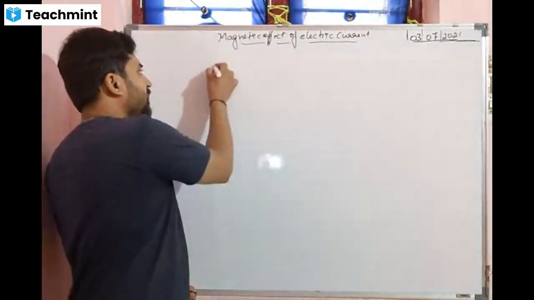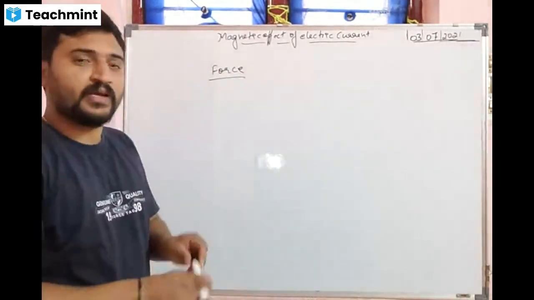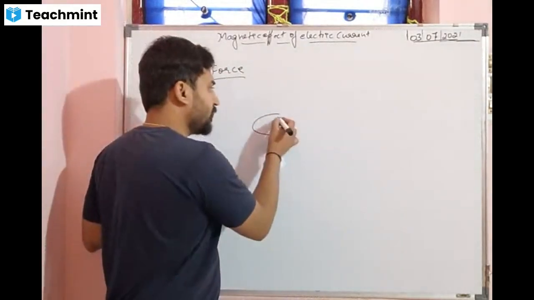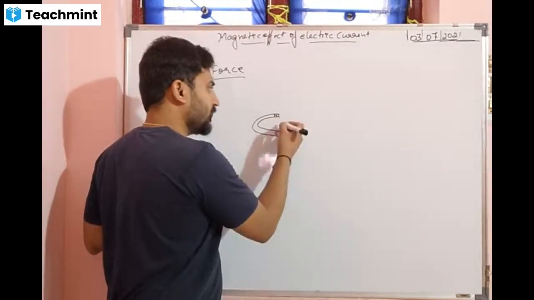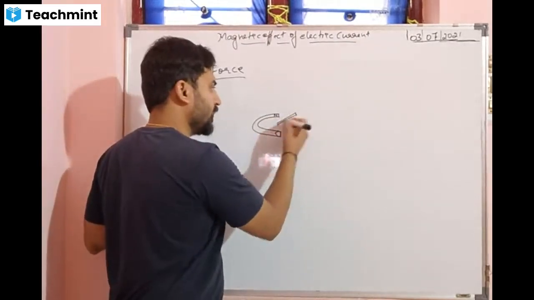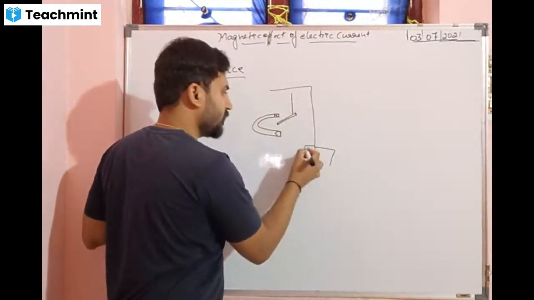Next, after this we understood we can create a force. How can we create a force? So they took the horseshoe magnet, one side north, one side south. They took another conductor and put up a stand to hold it.